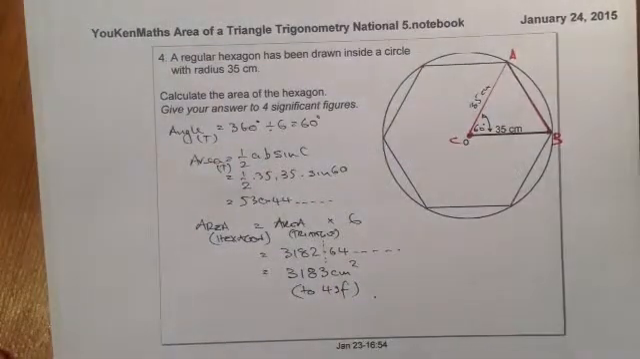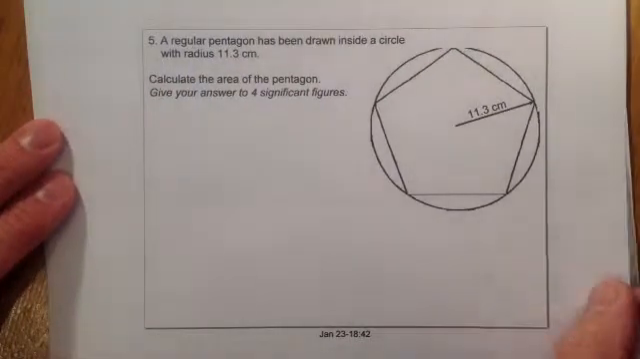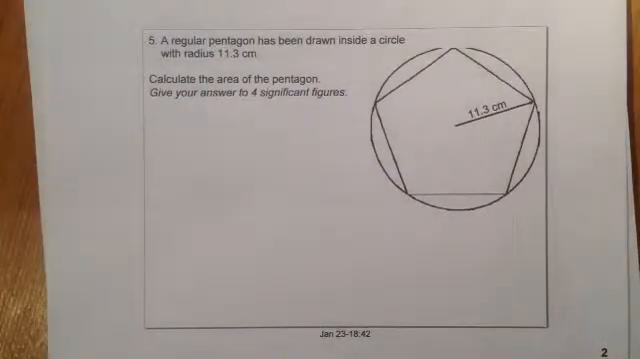Okay, let's change it a bit. Let's have a look at a different polygon. What we'll do is we'll look at this one here. So, a regular pentagon has been drawn inside the circle with radius 11.3. Calculate the area of the pentagon. Read the question again, and go ahead and do this one.